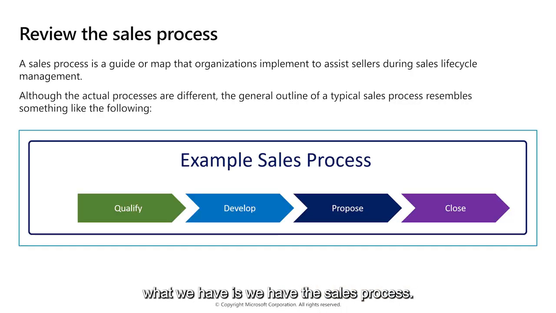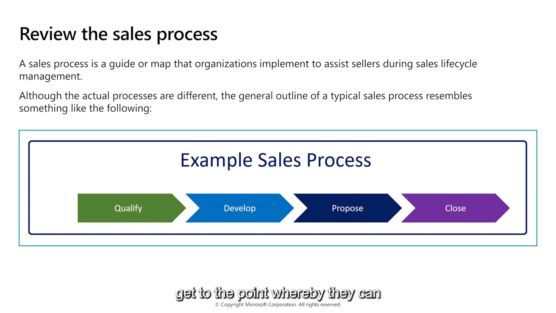And what we have is the sales process. Now, the specific process stages and terminology used by organizations will vary based on factors like the industry, the sales strategy, product offerings, or the types of customers that they are targeting. But essentially, there are 4 parts to it. They qualify the opportunity; they qualify the leads to see if they are relevant or not.